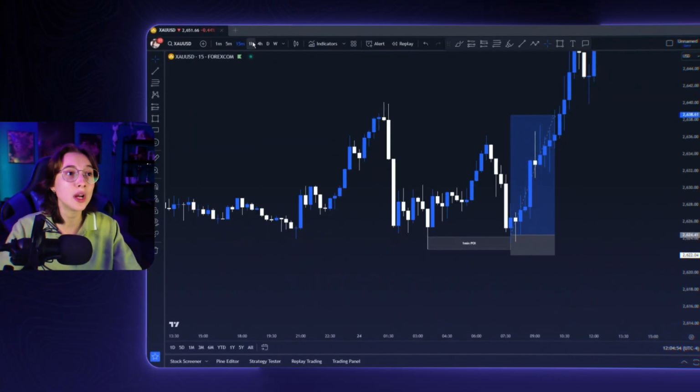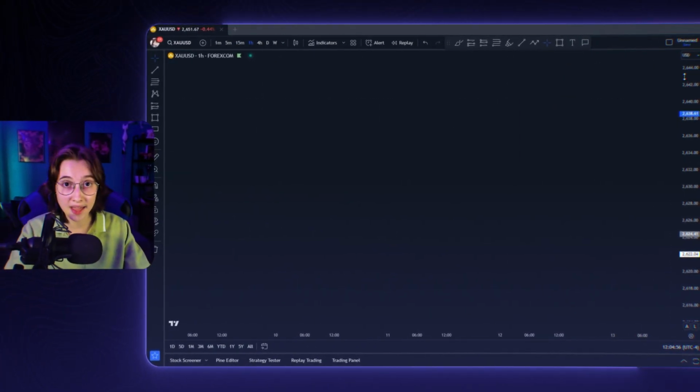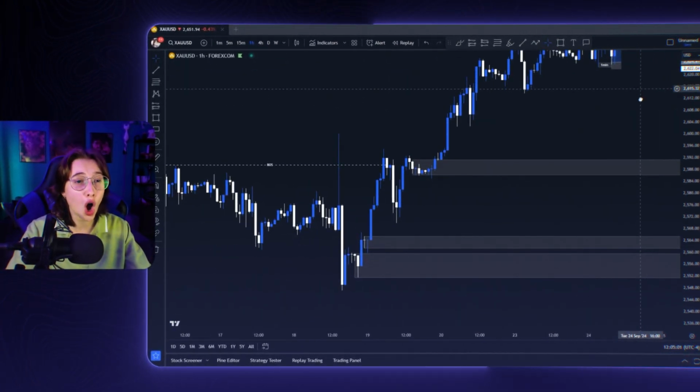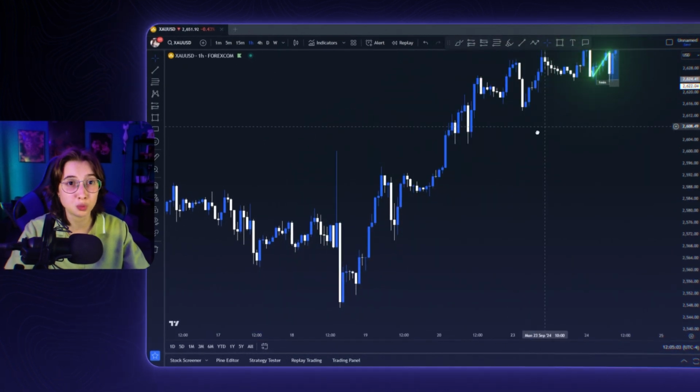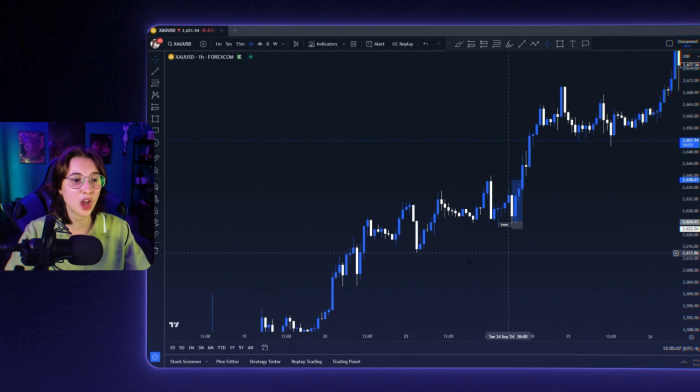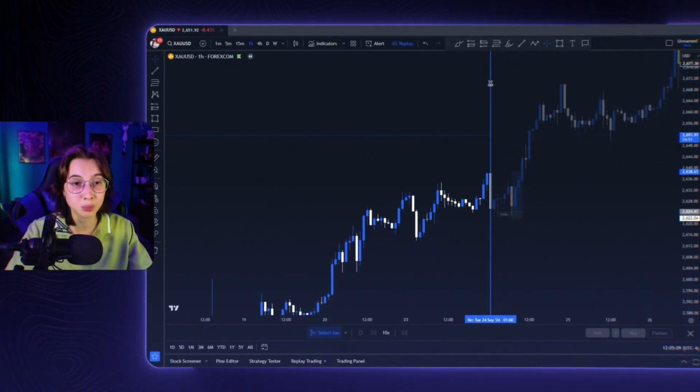First things first, you need to understand that with my strategy, you need to have a higher time frame bias. In this case, it was on the 1 hour. If you go on the 1 hour right here, you'll see that we are obviously super bullish. We just keep breaking structure to the upside and we are incredibly bullish.